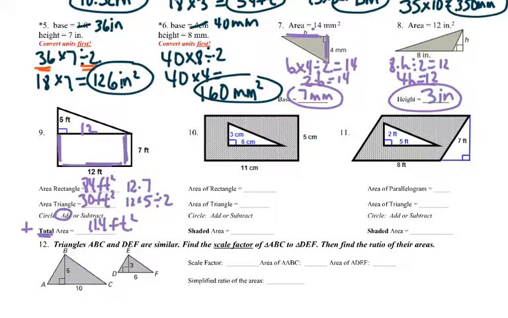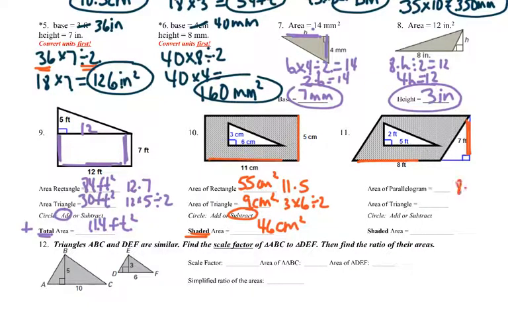Here we've got a shaded one. So we got the rectangle first. 5 times 11 is 55 centimeters squared. Area of a triangle, 3 times 6 divided by 2 is 9 centimeters squared. And this is shaded, so we subtract. And 55 minus 9 is 46 centimeters squared.